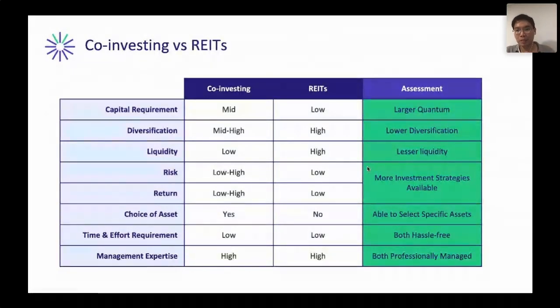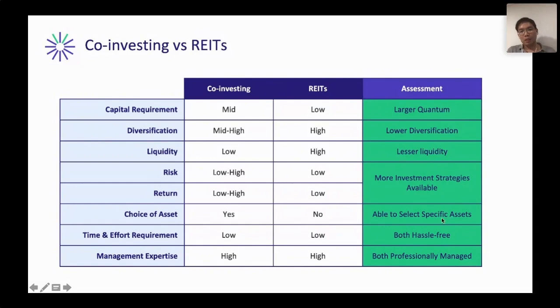And yet another pro is that there's a choice of asset. The investor gets to select the asset that he wishes to invest in. For a REIT, there's no such choice. Typically, investors would buy into an already pre-constructed portfolio if he chooses to invest in a REIT.